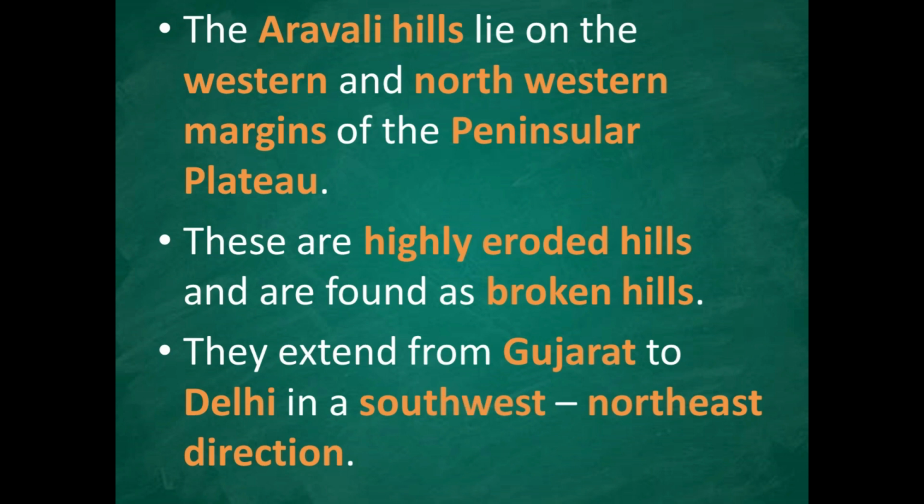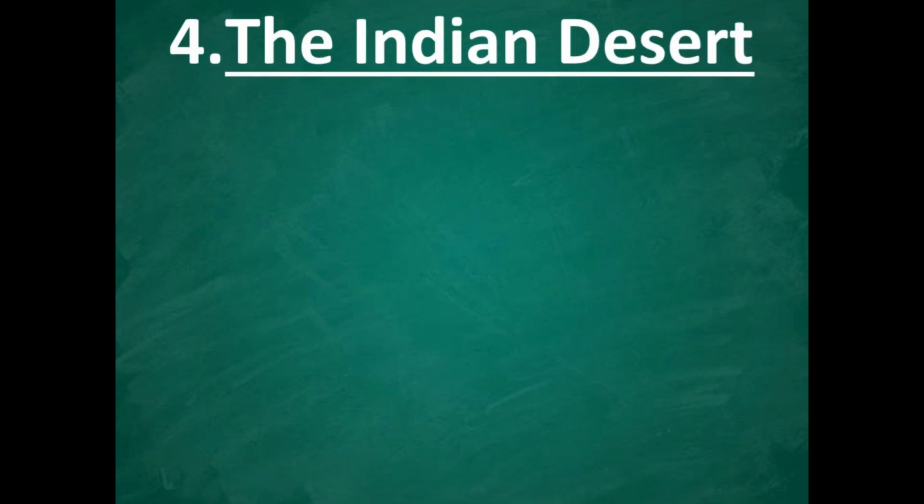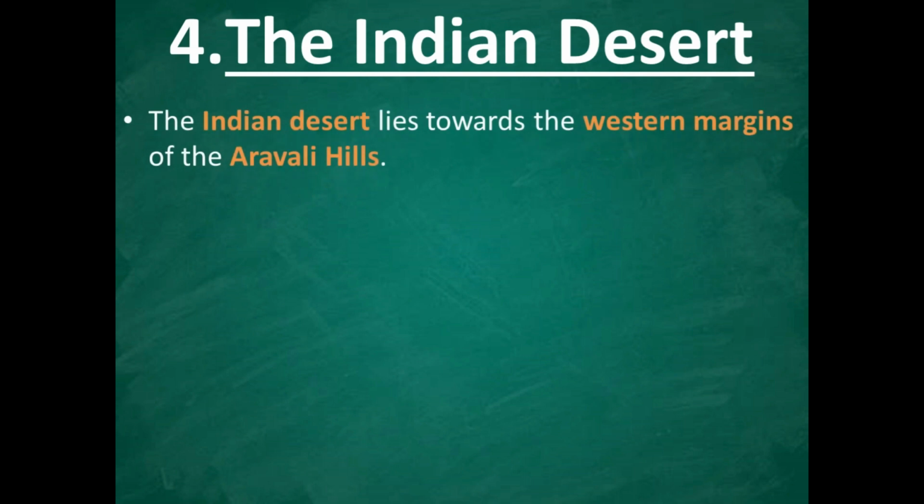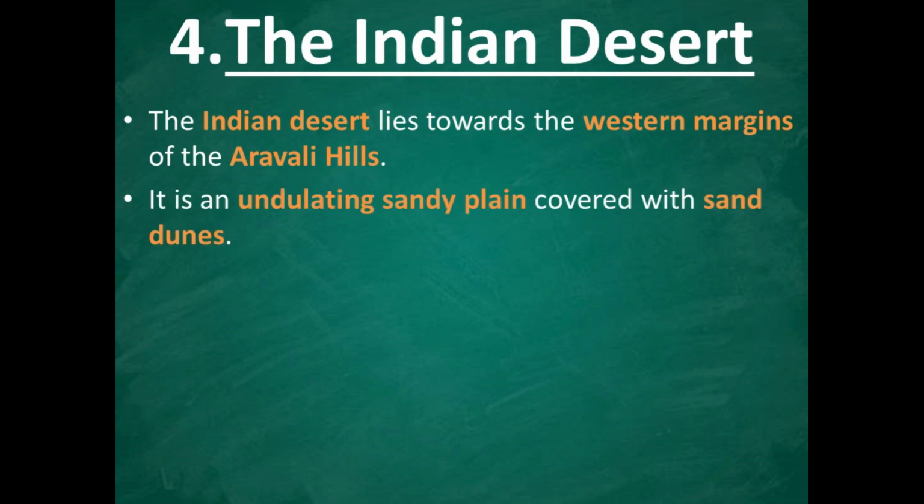They are extended from Gujarat to Delhi in a southwest to northeast direction. Next, we are going to see the Indian Desert. The Indian Desert lies towards the western margins of the Aravalli Hills. It is an undulating sandy plain covered with sand dunes.